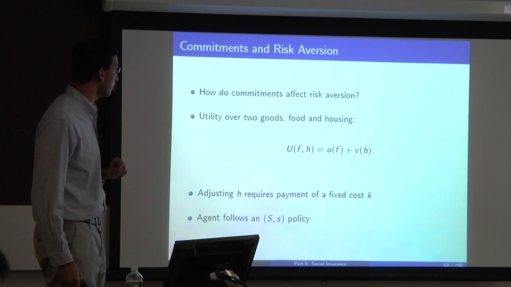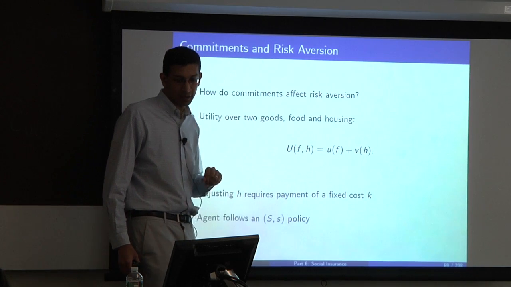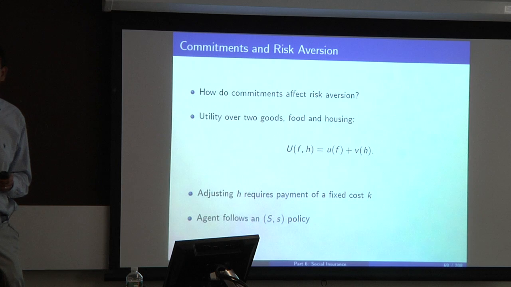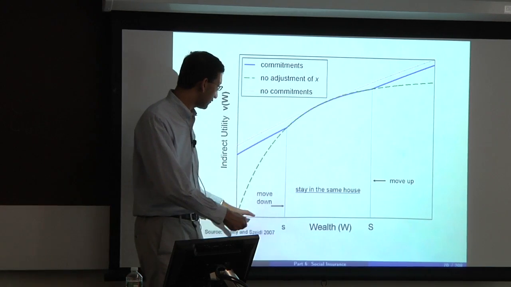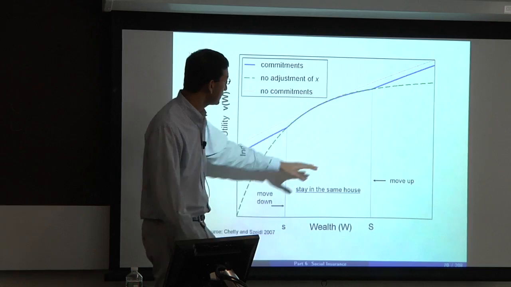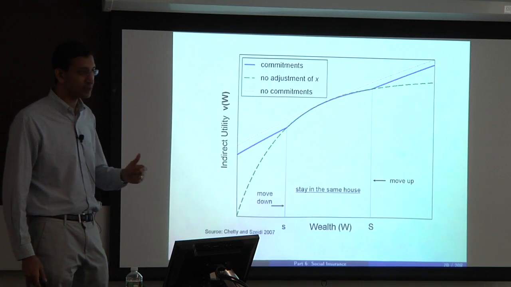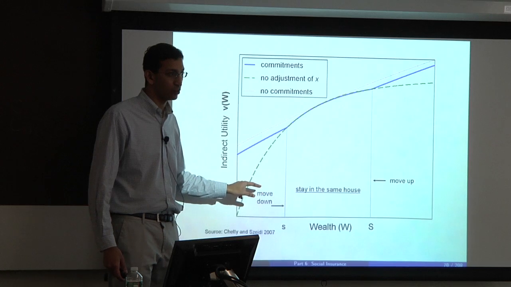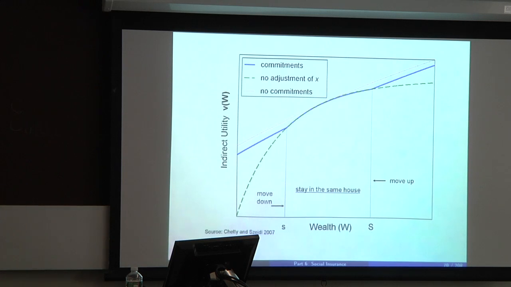Think about a model with two goods, say food and housing, where the utility function looks like this. It's additive over food and housing. And the key property of the model is that adjusting housing requires payment of a fixed cost K. And so as a result, the agent is going to follow an SS policy where if he looks at his current wealth, and if his wealth goes up a lot, he's going to move up to a better house. And if his wealth falls a lot, he's going to pay the switching cost and move down to a worse house. So those types of SS models have a long history in economics, particularly in macro.